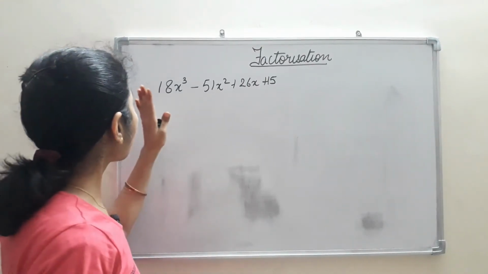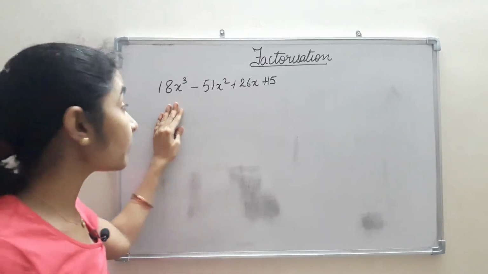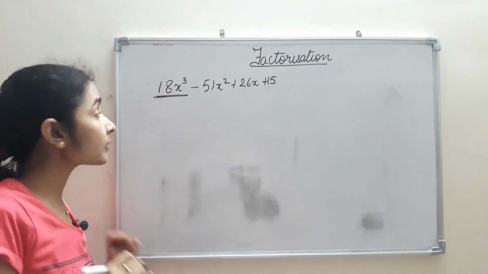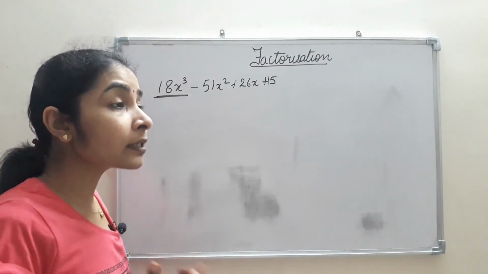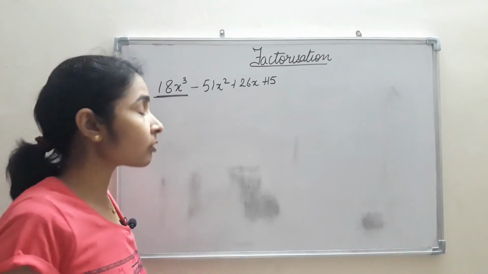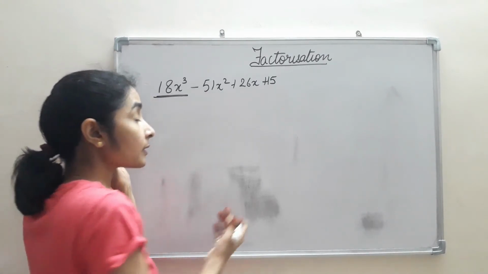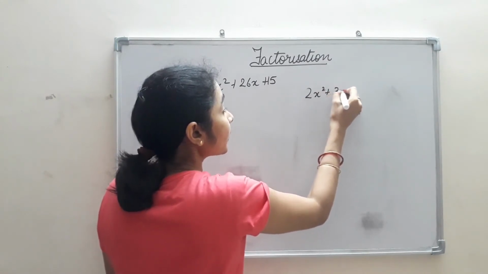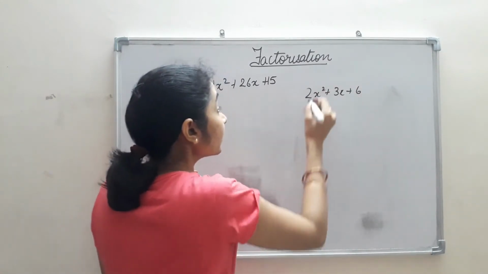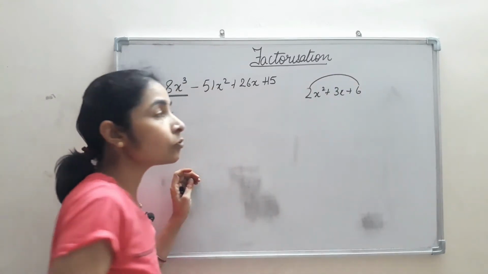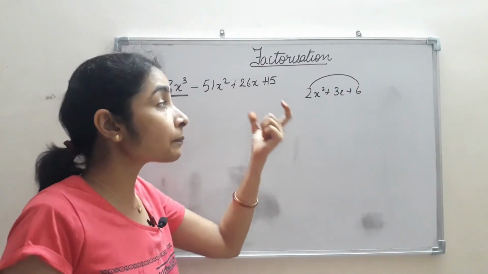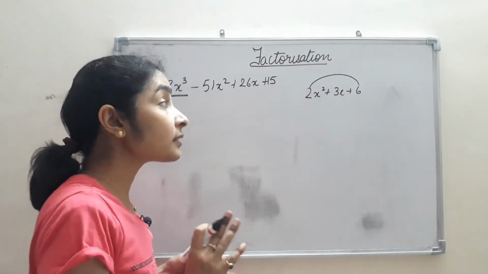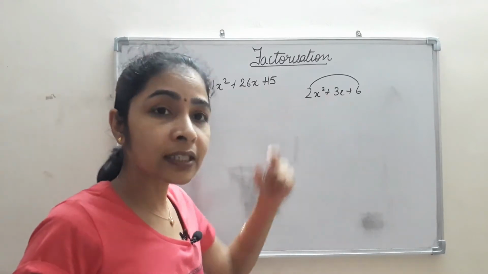So here we are having a polynomial, again it is a cubic polynomial, but here we are having the coefficient with the highest degree of x, and that is 18. Now what we used to do in a quadratic polynomial also, when we used to get a polynomial like 2x square plus 3x plus 6, we used to multiply these two and then find the factors of the product, that means 2 into 6, that is 12, and the factors of 12 such that the sum or difference is equal to 3.